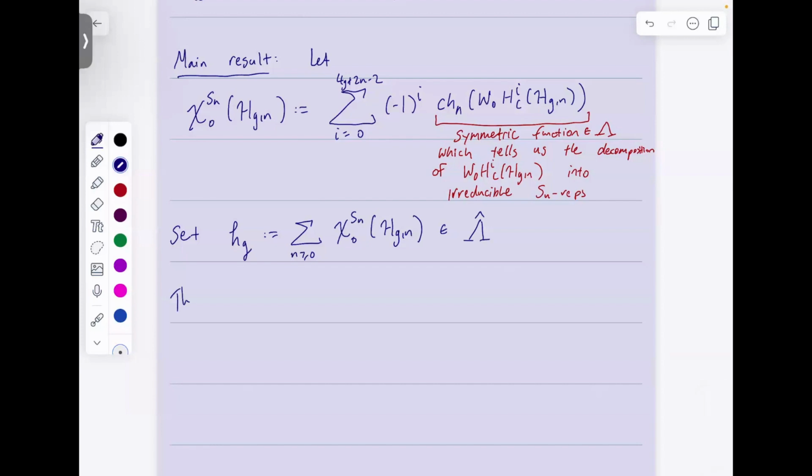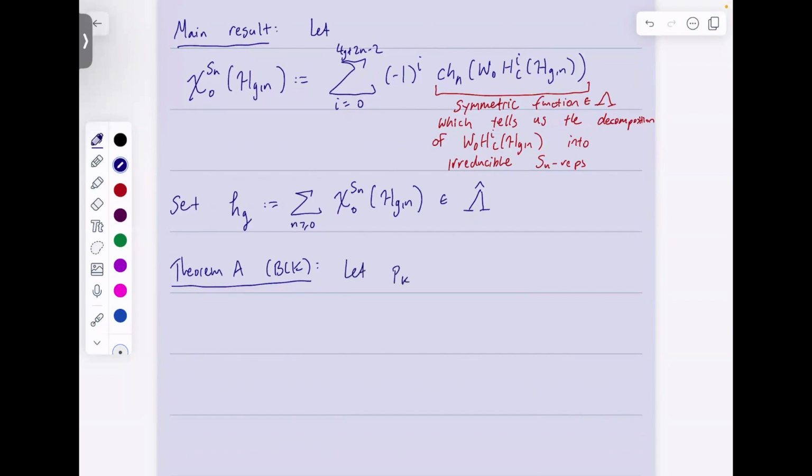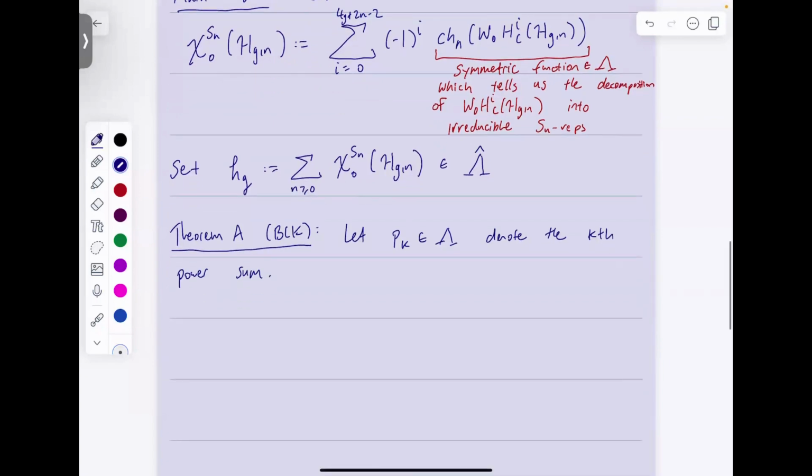And so Theorem A from our paper tells us a formula for this generating function. Let me set p sub k in lambda for the kth power sum symmetric function. Then we have a formula for H_g, and I will explain the individual components. I have a first sum, which is a sum over some decorated trees. And then I'm going to have some combinatorial factors.